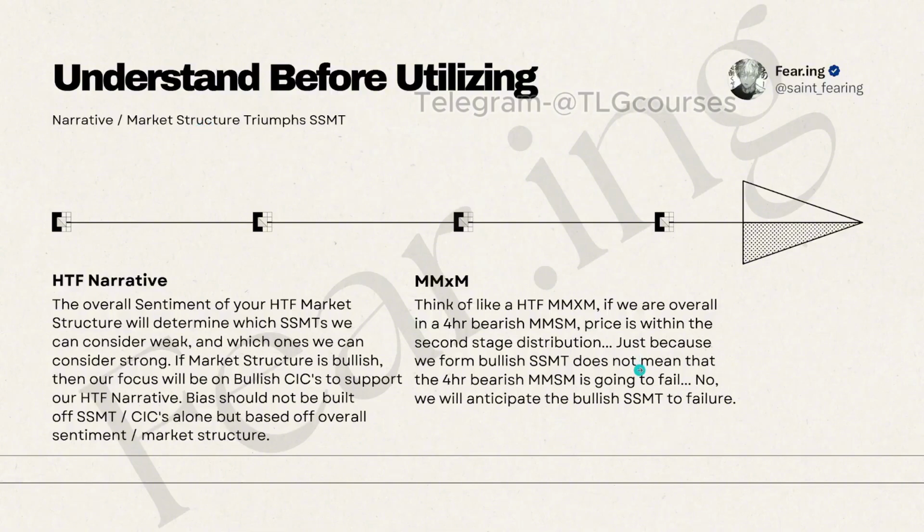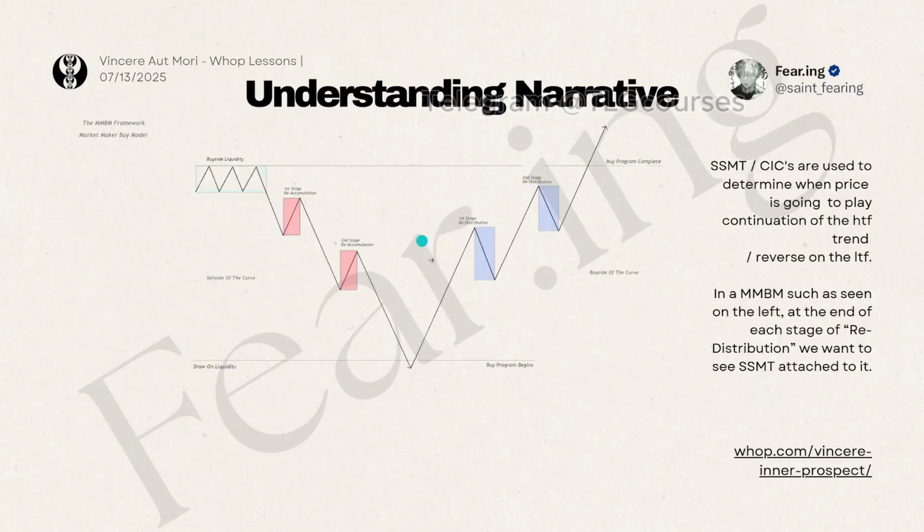What that means is the overall sentiment of your higher time frame market structure will determine which SSMTs we can consider weak and which ones we can consider strong. Here, if we're within the buy side of the curve of a market maker buy model, every single bearish sequential SMT that we form within the buy side of the curve is weak. Perhaps it could cause a short-term retracement, such as what we will see here, but it is not going to cause a reversal. We should anticipate every single bearish one that forms to be invalidated.